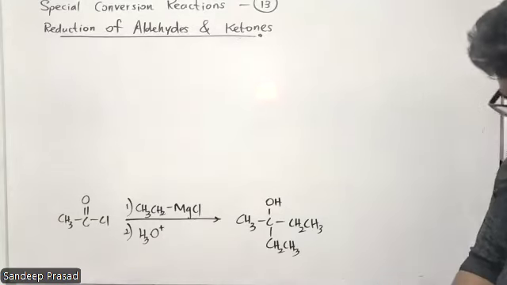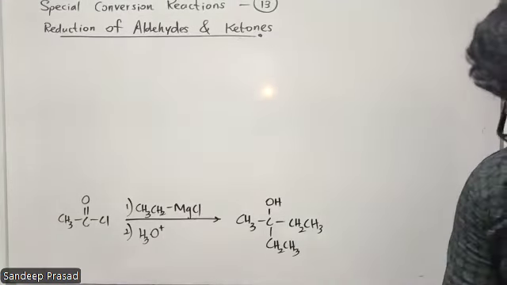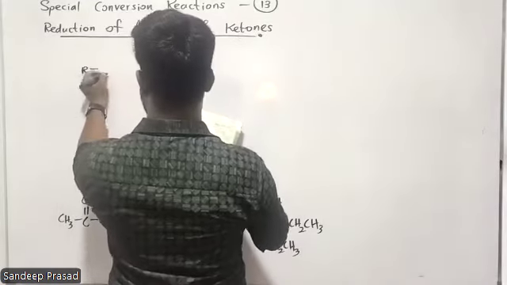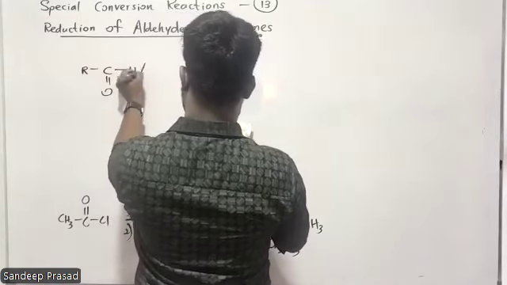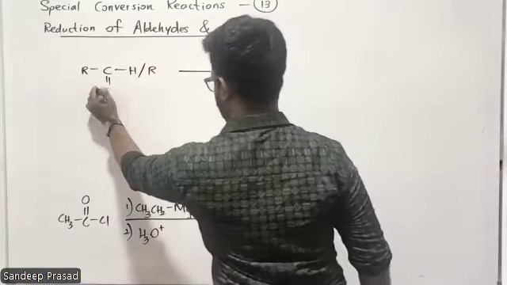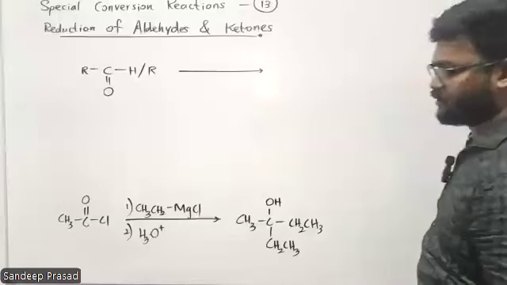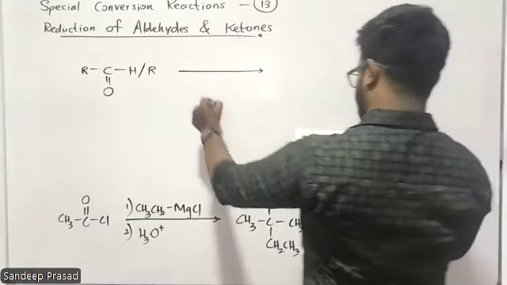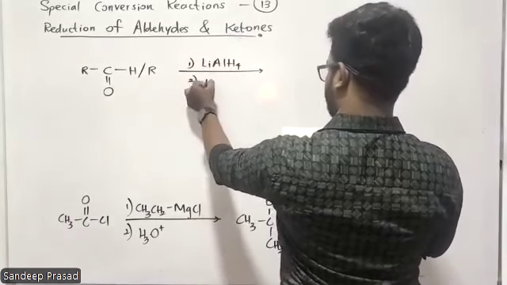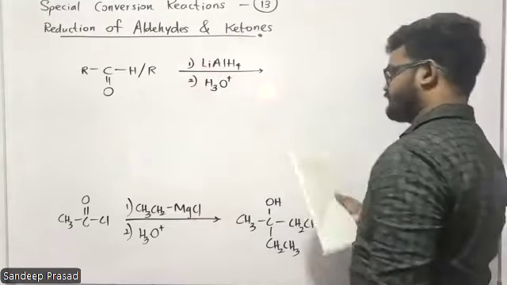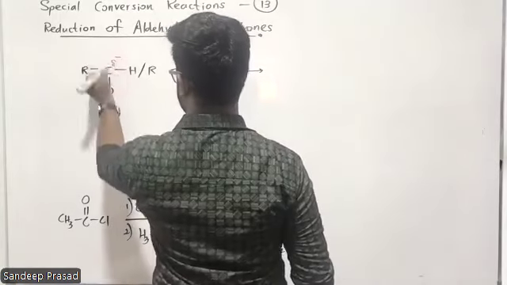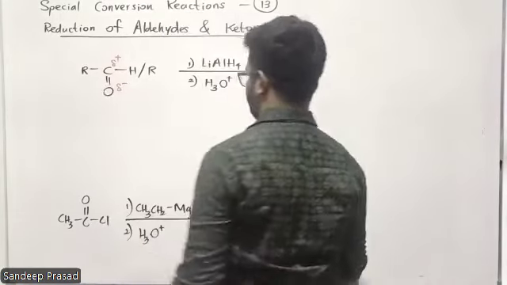Now look at this one, students. We have an aldehyde or ketone like this: H, here R. When it is hydrogen, we can say that is an aldehyde. If it is an R group, we can say that is a ketone. So we are adding lithium aluminium hydride, and here H3O plus. So what will happen is carbon is positively charged, delta plus, and oxygen is negatively charged, delta minus.